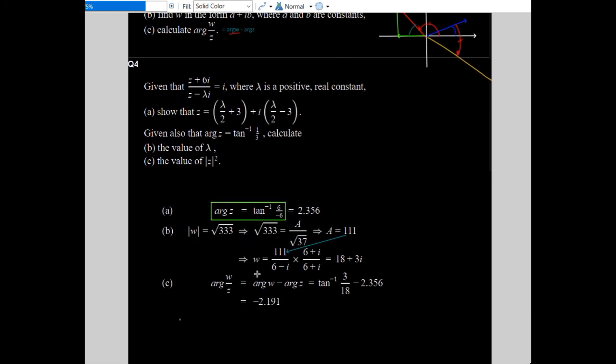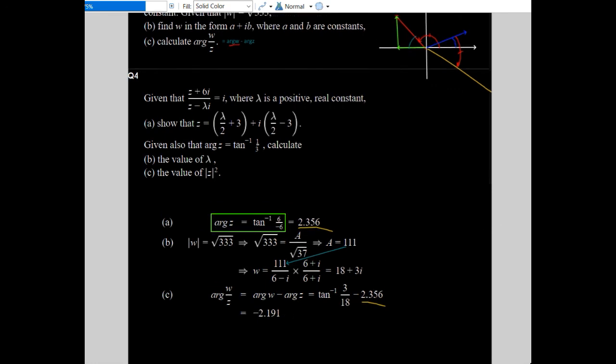And so you can see the working of this. Arg w divided by arg z is arg w minus arg z, which is tan to the minus 1, 3 over 18. Again, tan to the minus 1, opposite is 3, adjacent is 18. Then take away, which means once you've moved to this point, you take away arg z, which you know is 2.356 as stated earlier. So we are doing it here, minus 2.356. This puts us at minus 2.191 radians, and that will do for now. Thank you for your time.